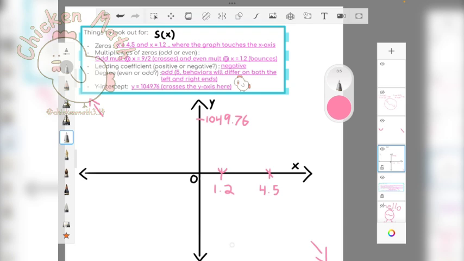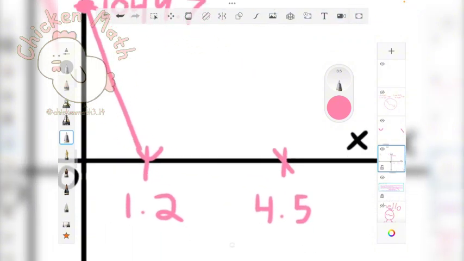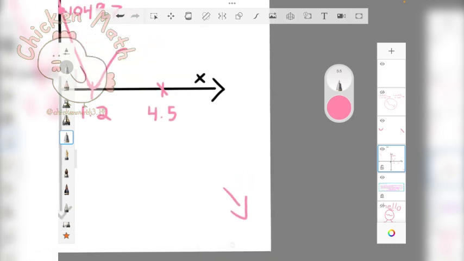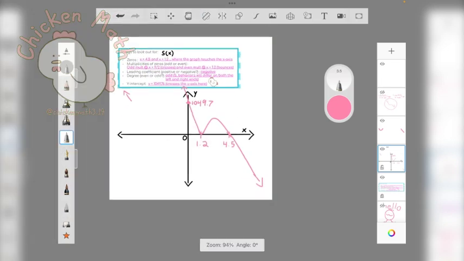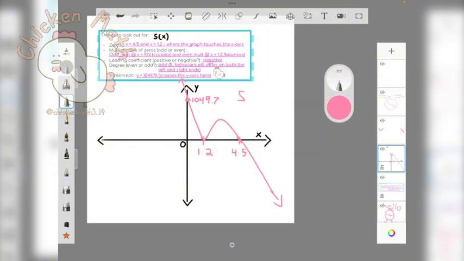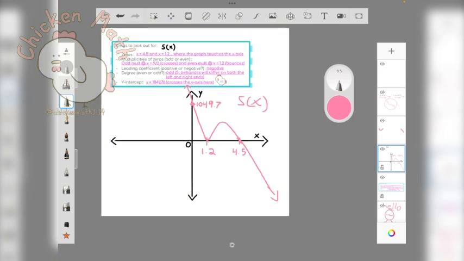And now, taking all these attributes, we're just going to sketch our graph out. All right, so we're going to be starting towards the top on the left, because that's what our end behavior tells us. We're going to cross this y-intercept, and then we're going to bounce at 1.2, so we're not crossing 1.2. We're going to bounce, we're going to go up, and then we're going to cross 4.5 and go towards negative infinity on the right-hand side. Like so. So this is roughly what s of x would be looking like. So that's how you sketch a polynomial function from an equation. We want to look out for these points and then apply those to a graph.